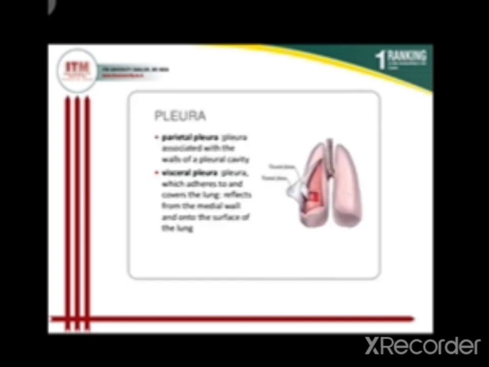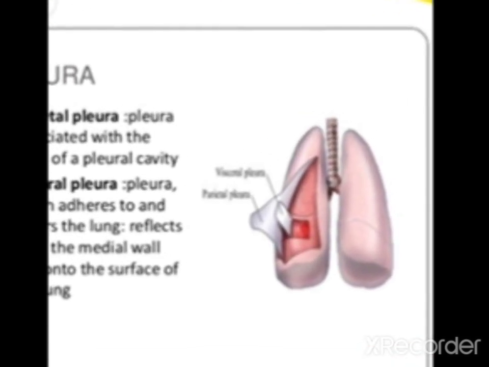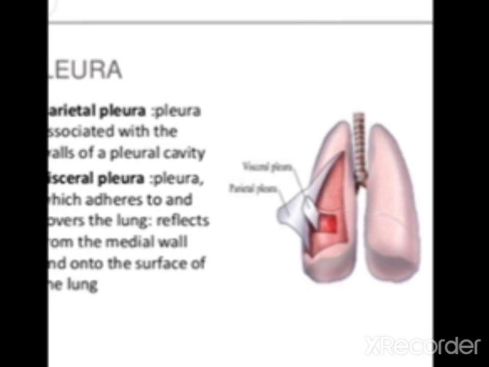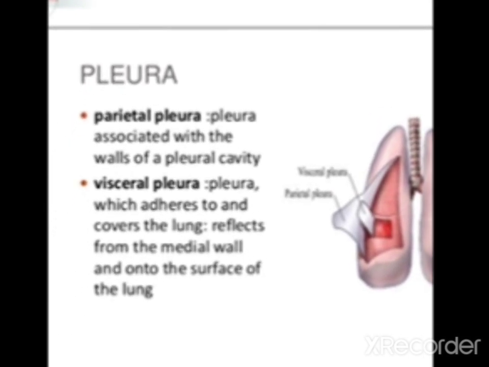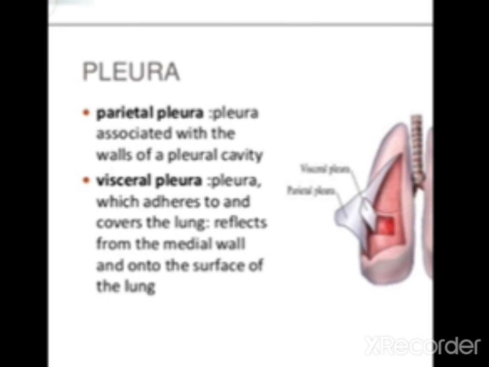Next, you can see the parietal pleura, the outer layer here in the picture, and the visceral pleura, the inner layer, and more inside is the lung, and the potential space between the two layers is the pleural cavity. The parietal pleura is associated with the walls of the pleural cavity, and the visceral pleura adheres to and covers the lung, reflecting from the medial wall onto the surface of the lung. So this is the parietal and the visceral pleura.